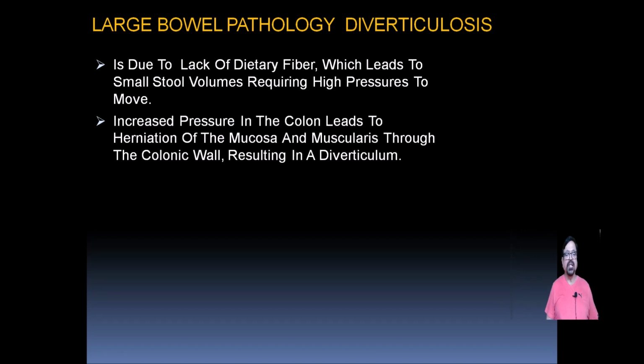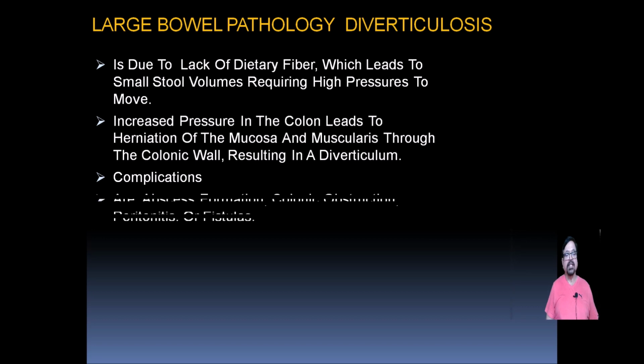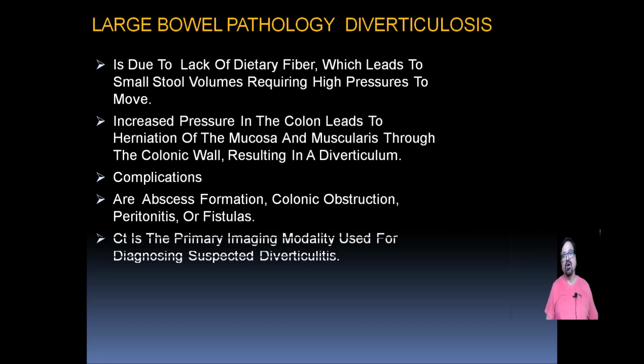Now, increased pressure in the colon leads to the herniation of the mucosa and muscularis through the colonic wall, resulting in diverticulum. Now, what are the complications? These are abscess formation, because the diverticuli are very prone to infection. Once they get infected, since they are chronically getting infected, they can give way and they can form an abscess, colonic obstruction, peritonitis, or a fistulous tract.